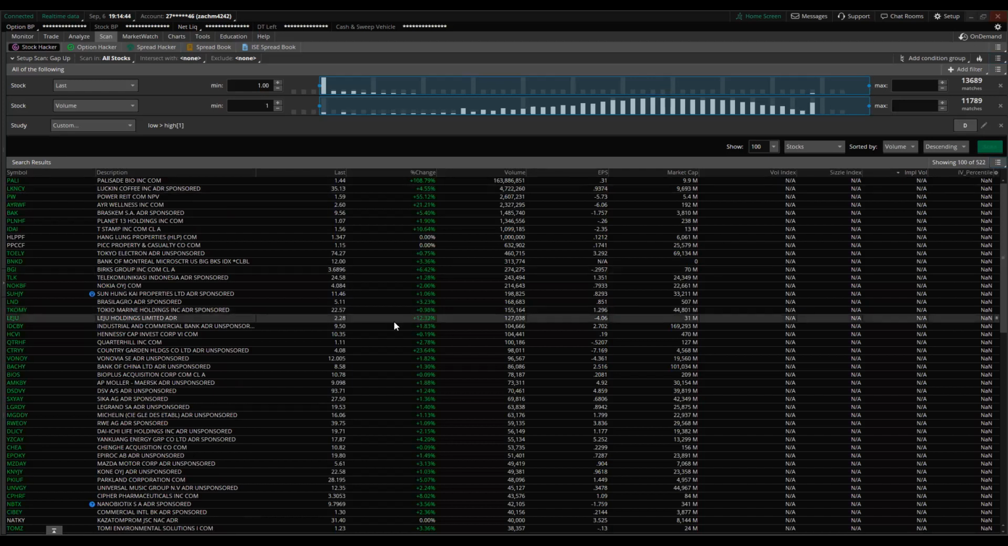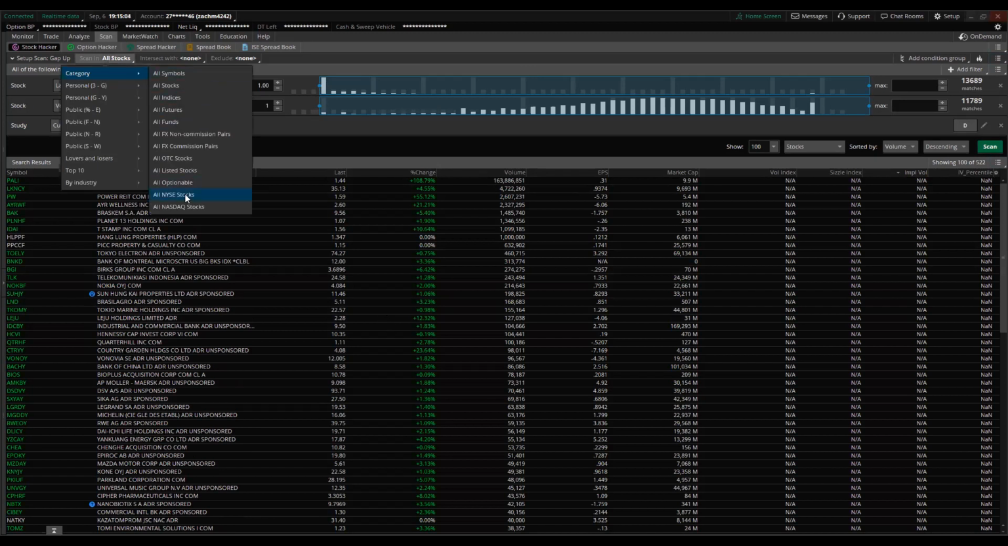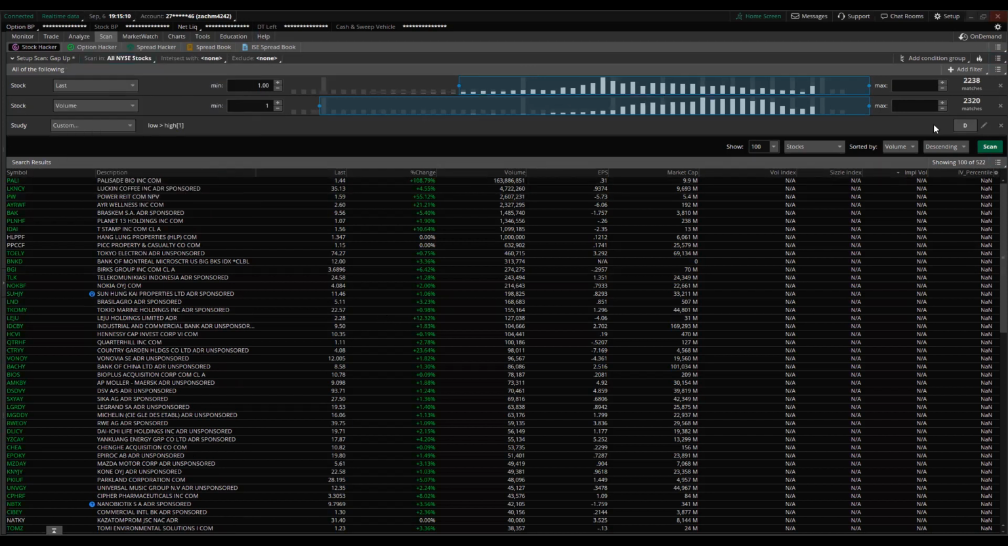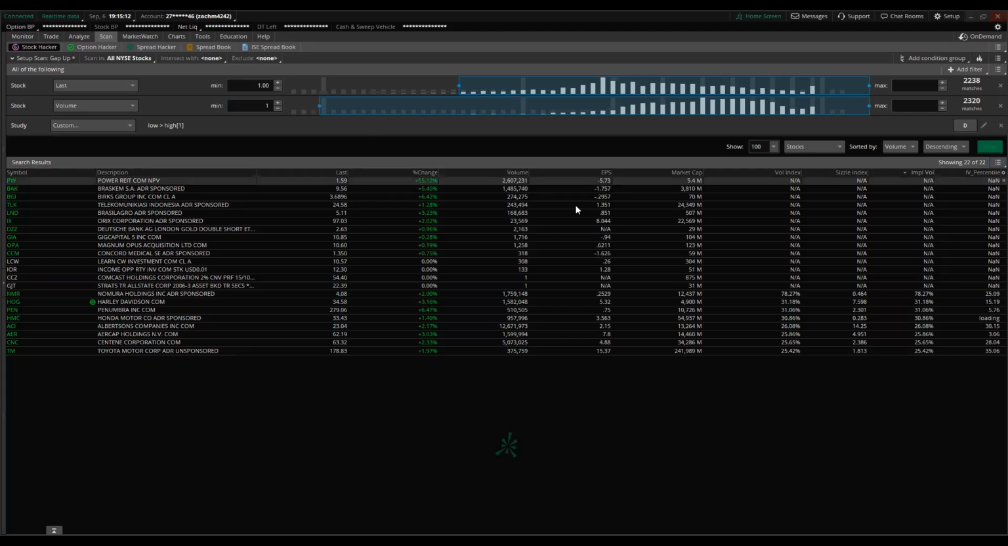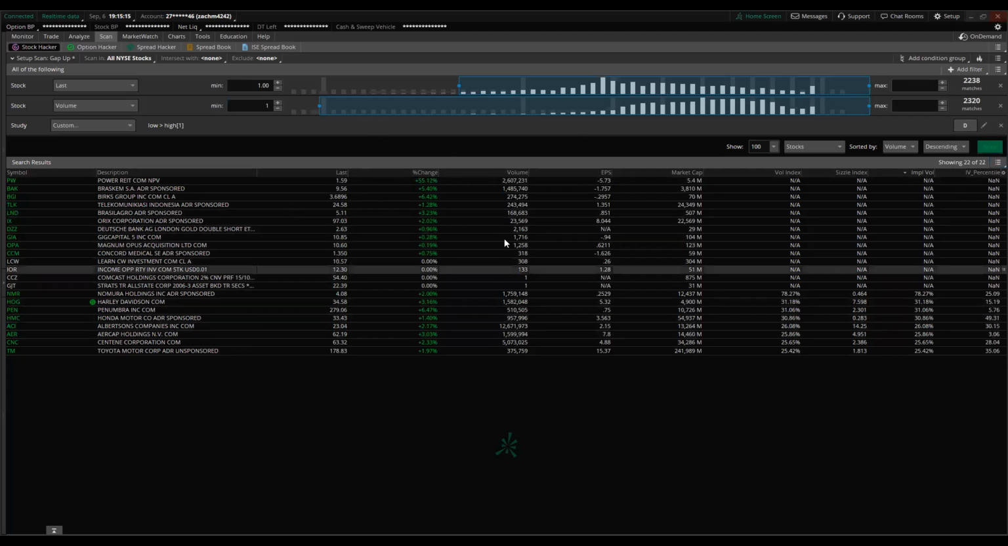Now, I don't know about you, but I don't have time to go through 522 stocks, right? That's way too many. So by simply going right over here, where it says scan in and then all stocks, we're actually going to switch that. Okay. And what we're going to do is click on this, and what we want is all NYSE stocks. This is NYSE, that stands for New York Stock Exchange stocks. And we click on this, and then we hit scan, and we see it filters the list down greatly, right?